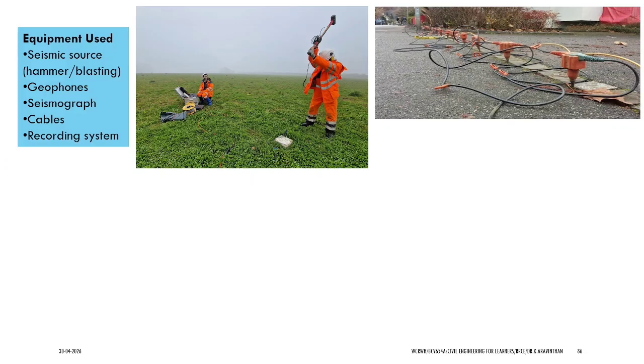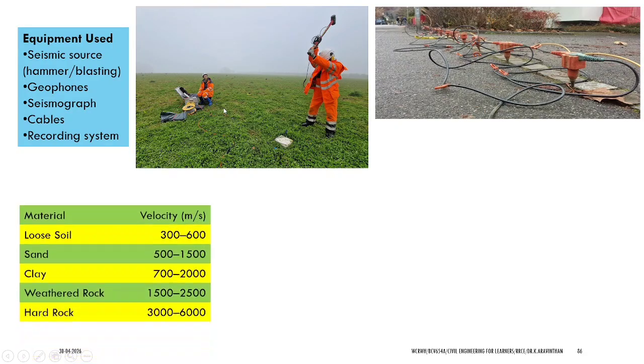This is an image which gives you understanding. Here you can see the person, he is striking with a hammer. You can see it has been connected. How much impact is produced by this hammer is being measured here. There is a source of hammer and geophones. So like this, the geophones are fixed in a line. From here, this will be fixed and you have cables, seismograph and recording system here. As soon as the hammer strikes, these reflections are being measured.